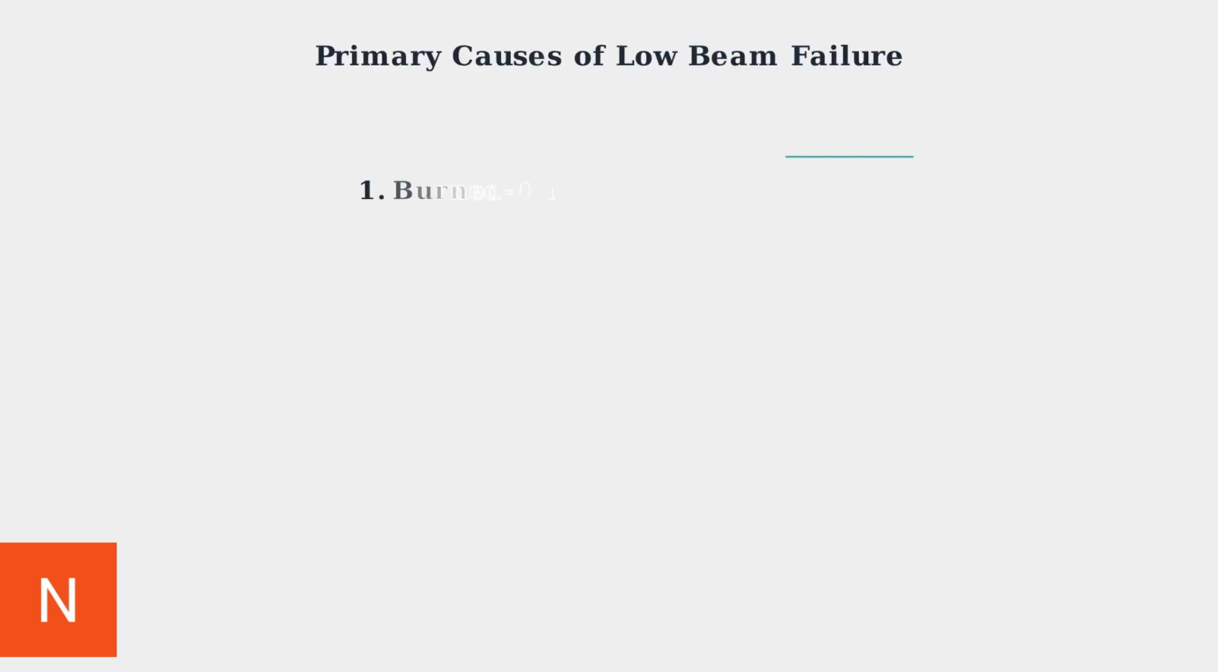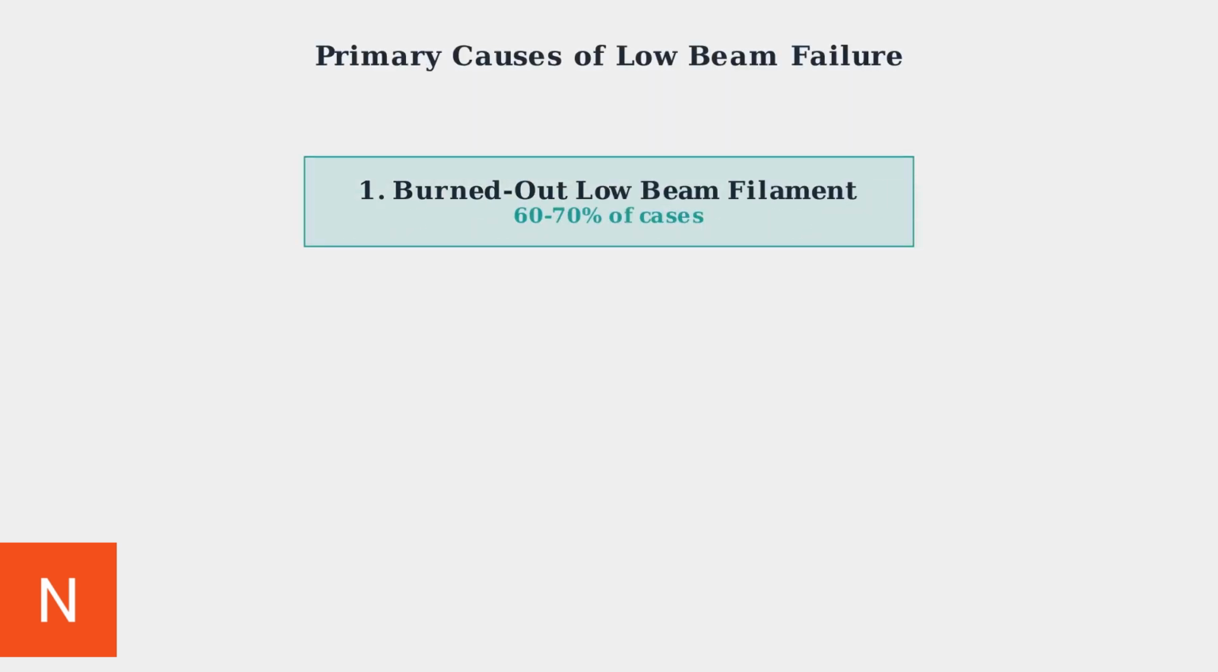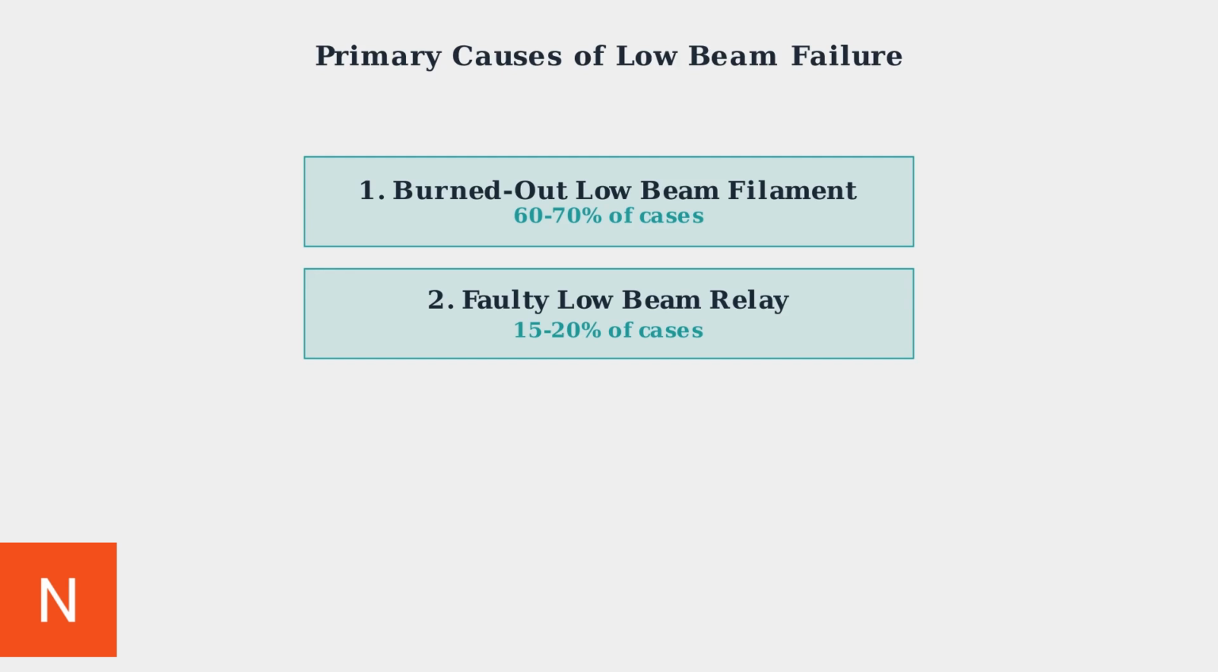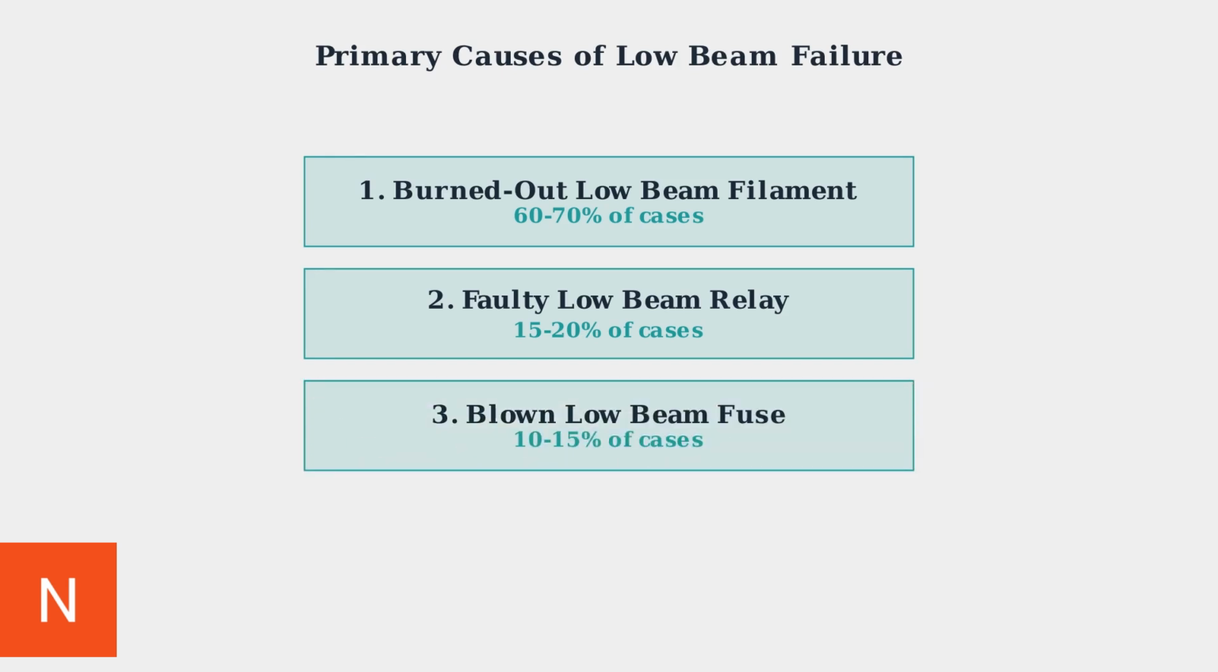There are three primary causes of low beam failure. The most common, accounting for 60 to 70% of cases, is a burned out low beam filament, especially in older halogen systems. The second most common cause is a faulty low beam relay, responsible for 15 to 20% of cases. Relay contacts can become corroded or the coil can fail. A blown low beam fuse accounts for 10 to 15% of cases. While this is a quick fix, it usually indicates an underlying electrical problem that needs investigation.